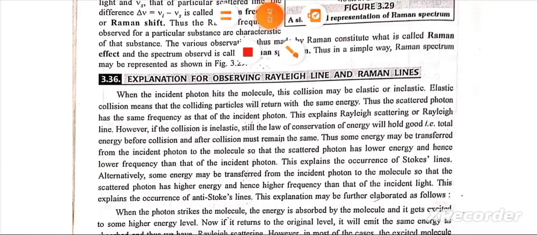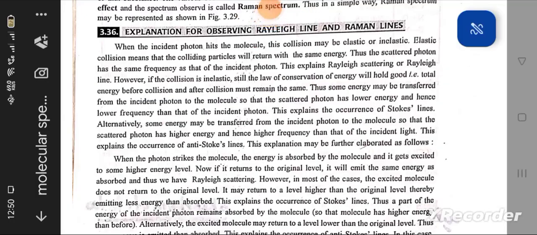However, if the collision is inelastic, still the law of conservation of energy will hold good. That is, total energy before collision and after collision must remain the same. Thus, some energy may be transferred from the incident photon to the molecule so that the scattered photon has lower energy and hence lower frequency than that of the incident photon. This explains the occurrence of Stokes lines.